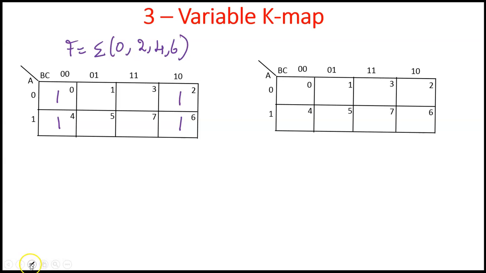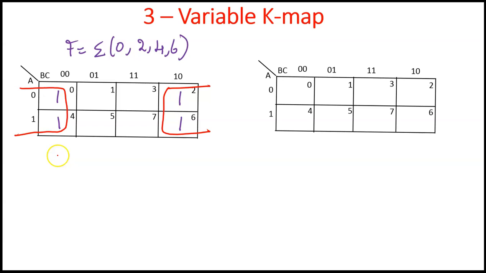So therefore, it is an adjacent quad grouping. So therefore, we can mark this as a group and this as a group. So this is called an adjacent quad grouping.